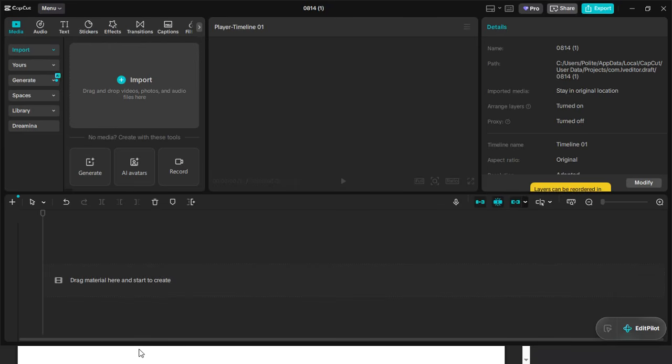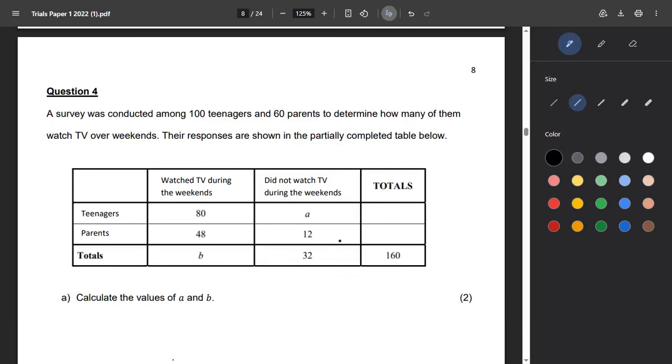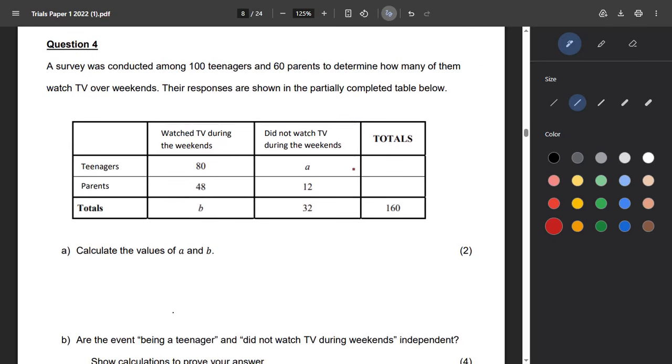Okay, so question 4 has to do with, I'm sorry, it has to do with probability. On this question 4, they said that a survey was conducted among 100 teenagers and 60 parents. So the total is 160. To determine how many of them watch TV over weekends, the responses are shown in the table below. Okay, perfect. So calculate the values of A and B.